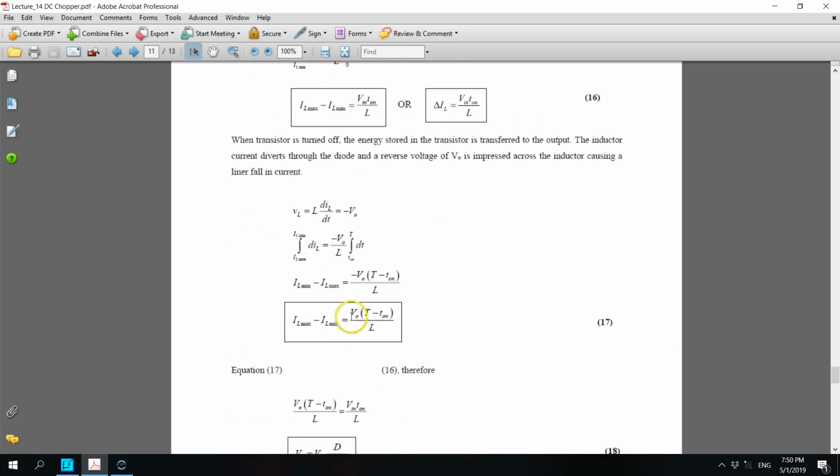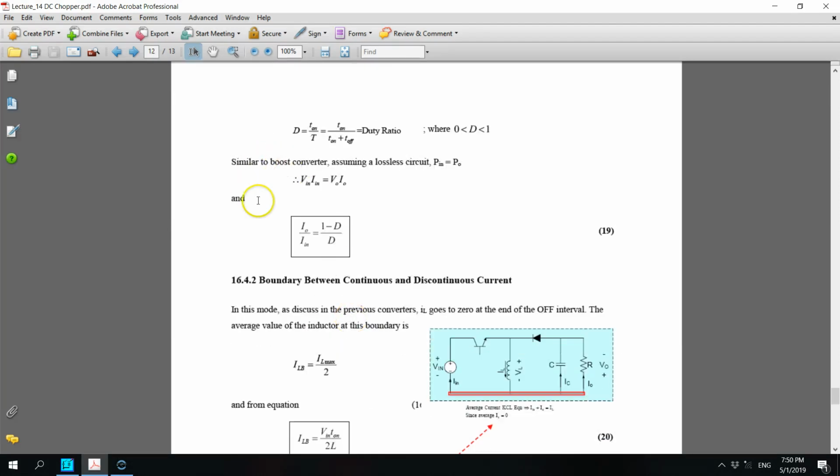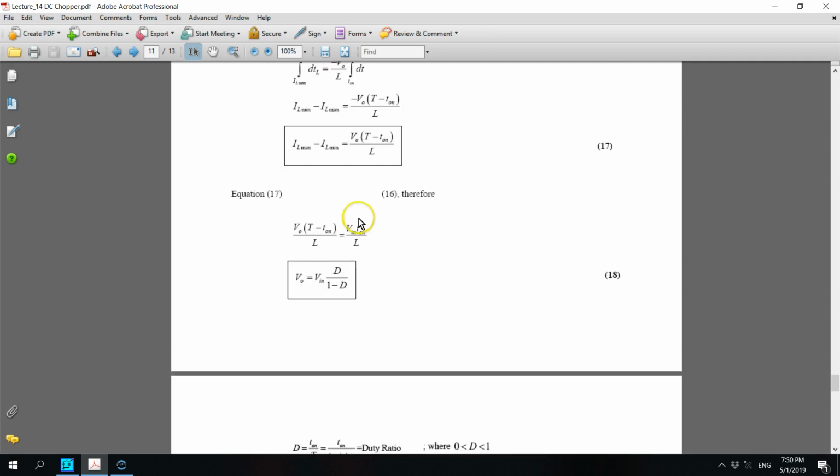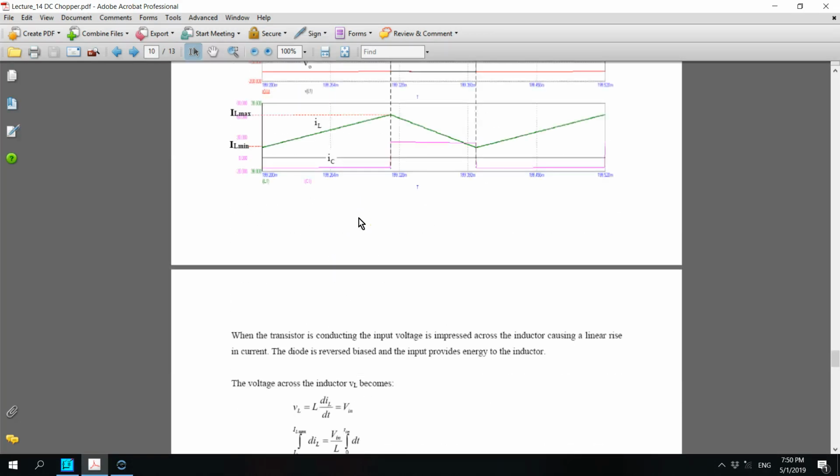Therefore, this will be useful with the auxiliary equations. Vin Iin, whereby we assume it's a lossless circuit, Vin Iin equals Vout Iout, and therefore I naught divided by Iin equals (1 minus D) divided by D. We're going to use this equation when we discuss the boundary between continuous and discontinuous current operation. Alright, this is straightforward, don't worry. One more thing about the inductor current.